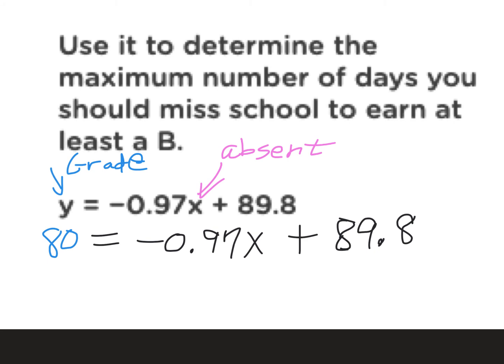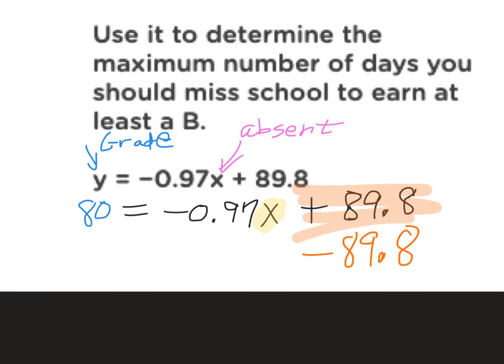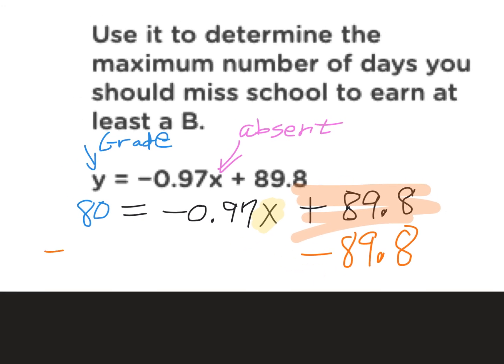All right. So what is keeping the x from being isolated? What do we need to get rid of, folks? What do I need to get rid of? Okay. So I would start off personally with getting rid of that 89. How am I going to get rid of a plus 89.8? Subtract it. Yes. So I'm going to do minus 89.8. And what I do to one side, I got to do the other side.